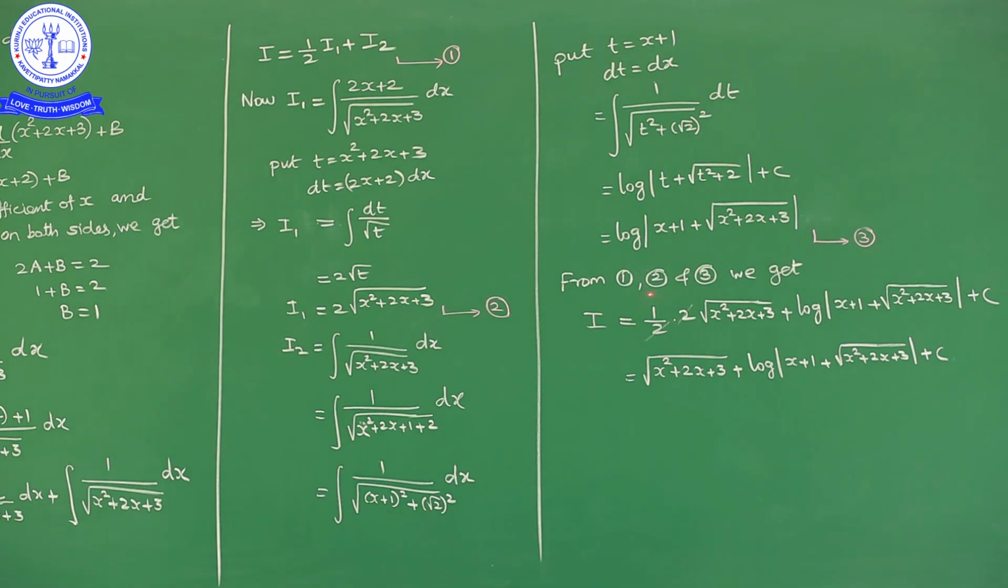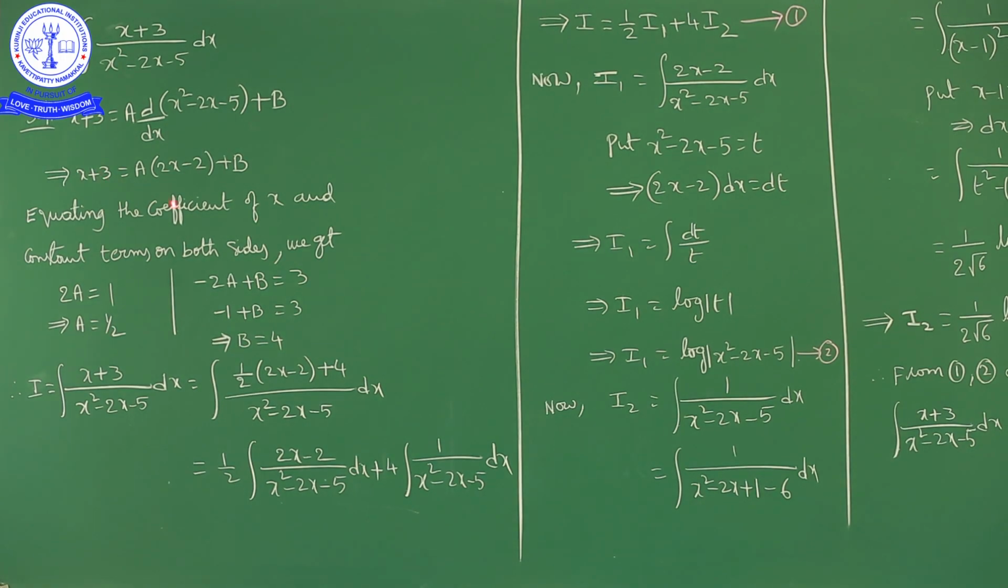From 1, 2 and 3 what we can write? I is equal to half I1 plus I2. Half I1 is what? I1 is 2 into square root of x square plus 2x plus 3, plus I2 is log mod x plus 1 plus square root of x square plus 2x plus 3 plus c. So the 2 gets cancelled. So I is equal to square root of x square plus 2x plus 3 plus log mod x plus 1 plus square root of x square plus 2x plus 3 plus c.